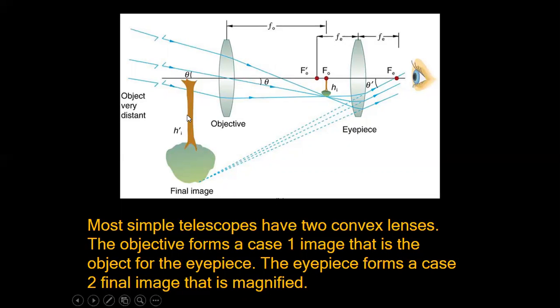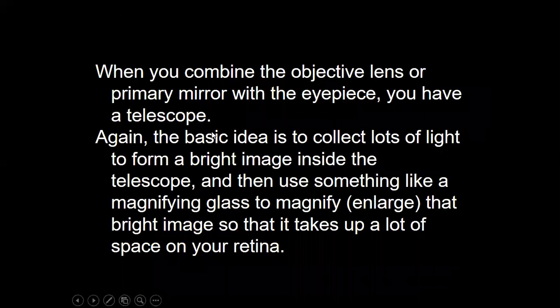and bigger. All right, so when you combine the objective lens or the primary mirror with the eyepiece, you have a telescope. So again, the basic idea is to collect lots of light to form a bright image inside the telescope, and then use something like a magnifying glass to magnify that bright image so that it takes up a relatively bigger space on your retina, rather than seeing an object without using a telescope.